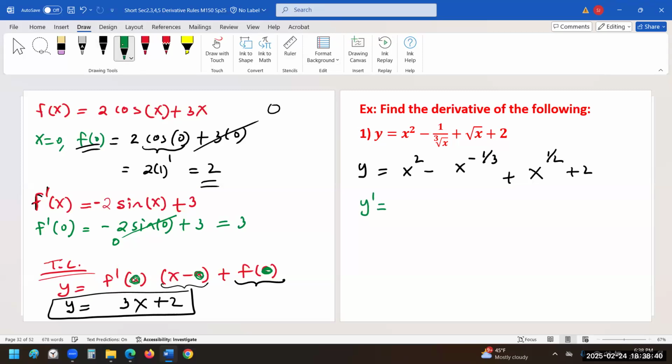So what's the derivative of x squared? 2x. And now the power rule: the power comes down, and then power minus 1. So x to the what power? Negative 1/3 minus 1. Negative 4/3.